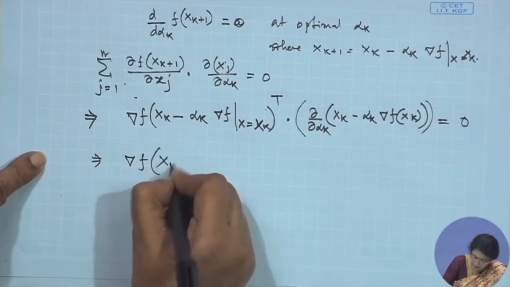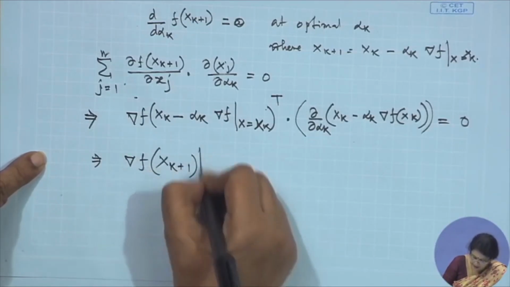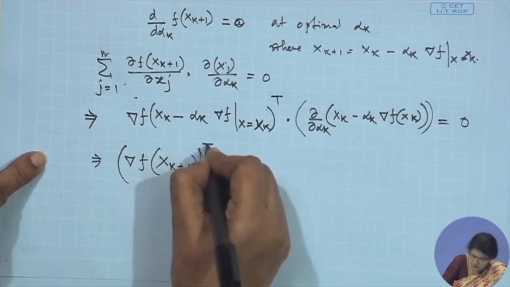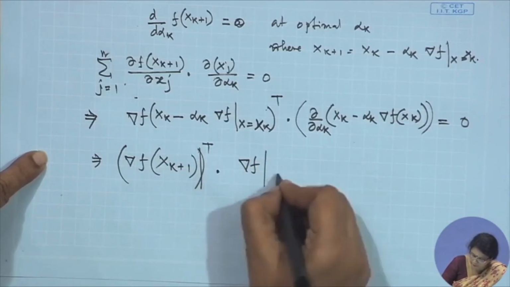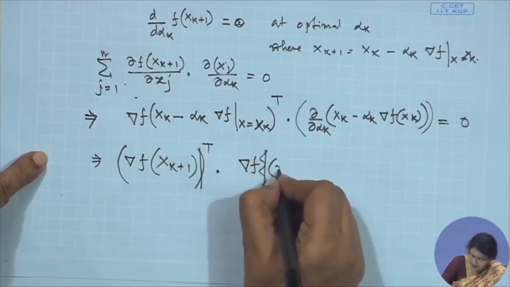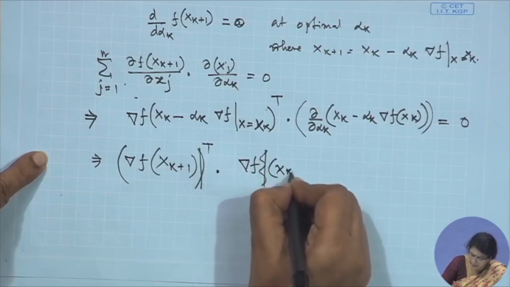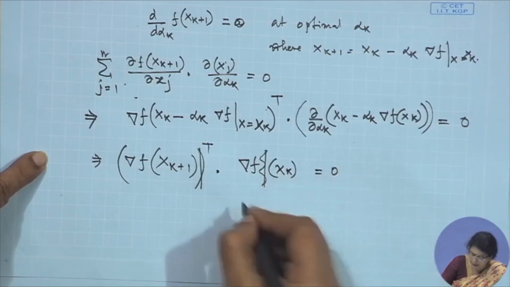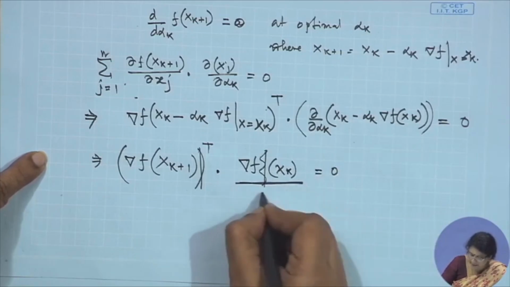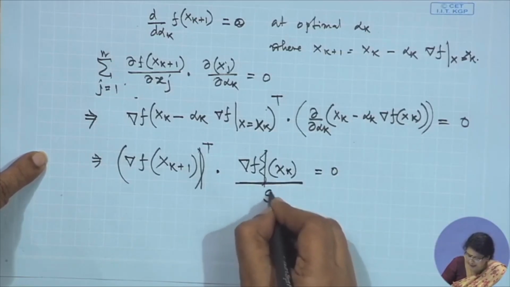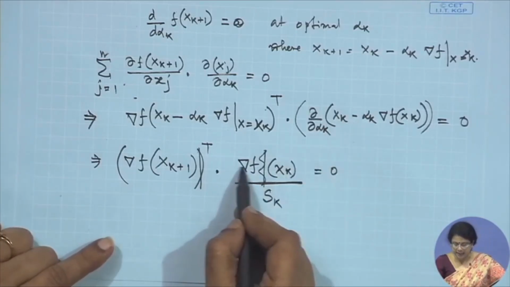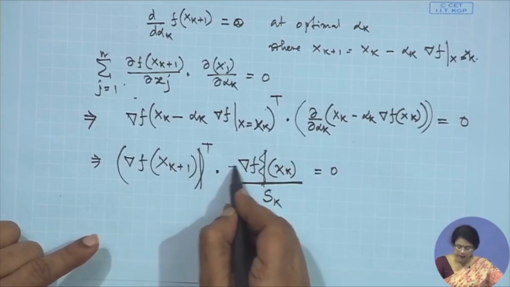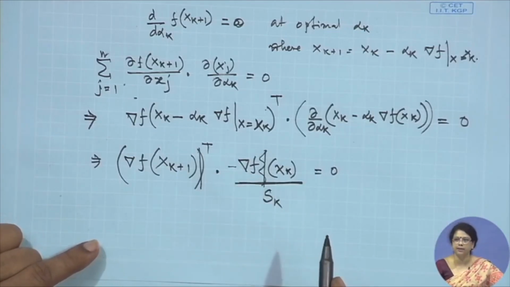Grad of f at x k plus 1, if we consider the transpose of this vector, dot grad of f at x k, is equal to 0. This term is nothing but the direction that we are considering as s k. We can consider the minus as well; this should be minus of grad f k, which is why it comes as s k for the minimization problem.